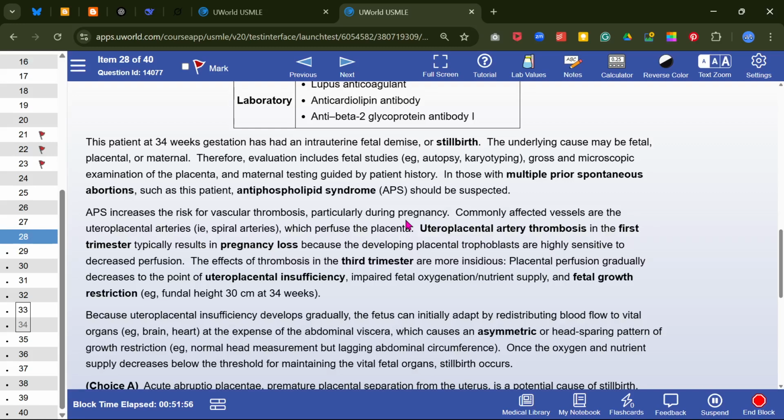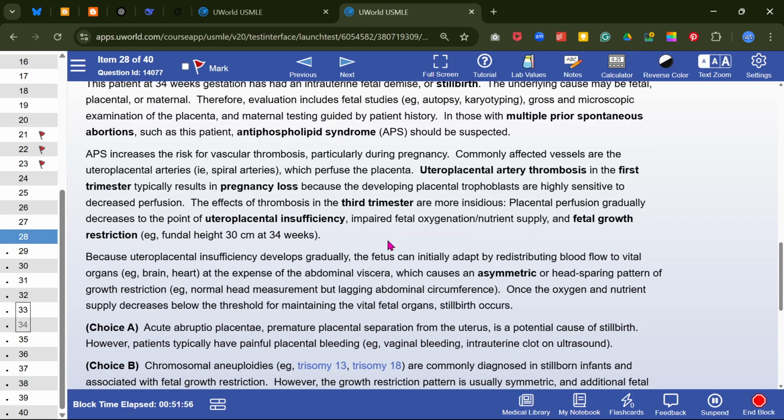Fundal height 30 centimeters at 34 weeks. Because uteroplacental insufficiency develops gradually, the fetus can initially adapt by redistributing blood flow to the vital organs, brain and heart, at the expense of the abdominal viscera, which causes an asymmetric, head-sparing pattern of growth restriction: normal head measurement but lagging abdominal circumference. Once the oxygen and nutrient supply decreases below the threshold for maintaining the vital fetal organs, stillbirth occurs.